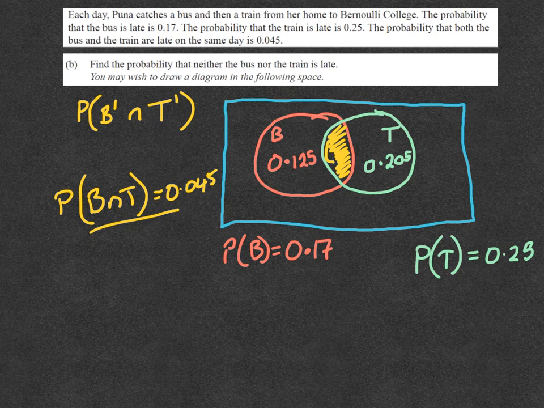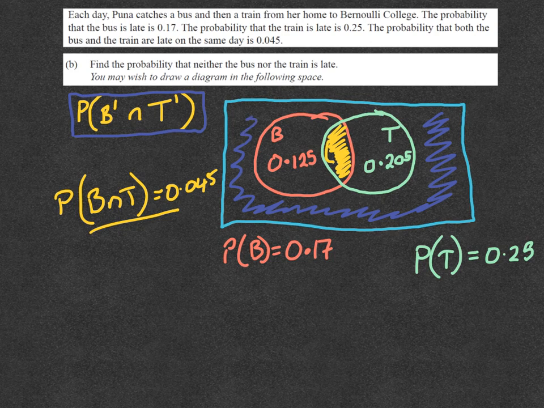So remembering that what we're trying to find is the probability of them both being on time, and that the part of the diagram that deals with that is all this area around the outside. Okay, all this area around the outside represents all of them being on time. So what we can do is we can say, therefore, that the probability of the bus being on time and the train being on time is equal to 1 minus, because remember 1 is the entire universe, the entire Venn diagram, minus the three parts that we've worked out.